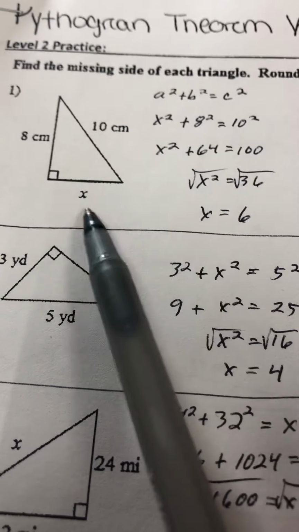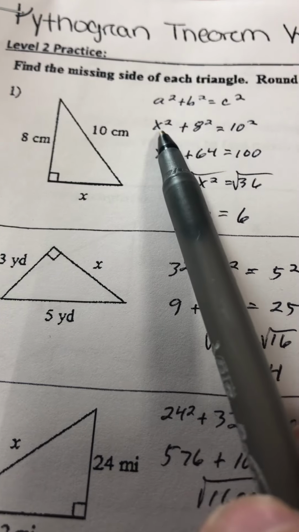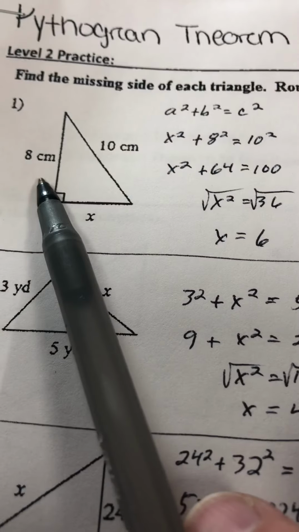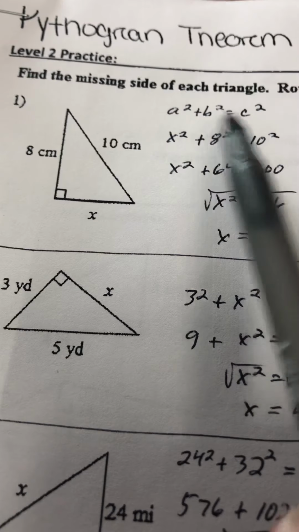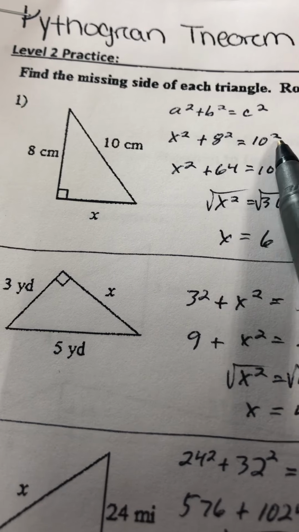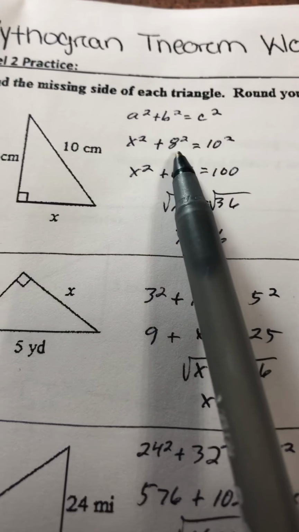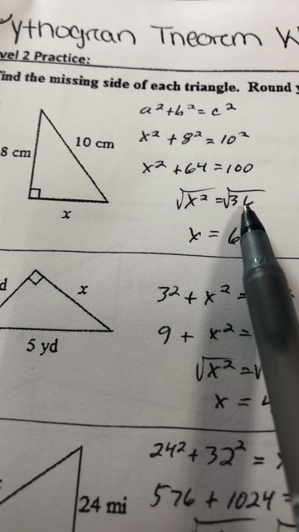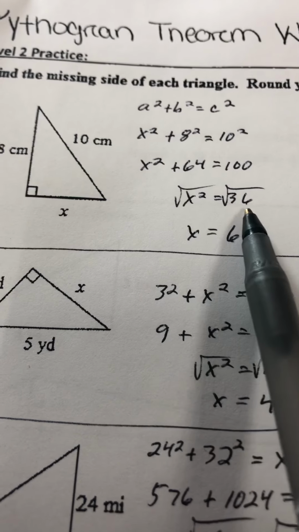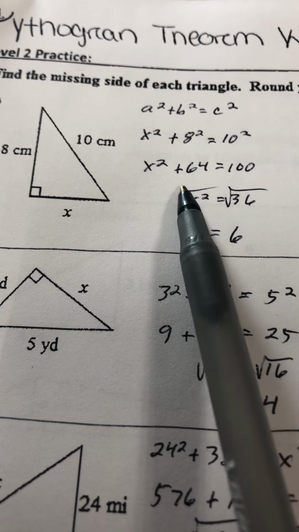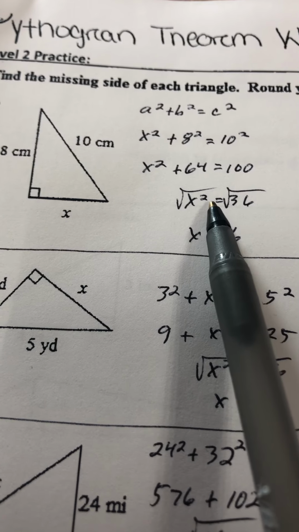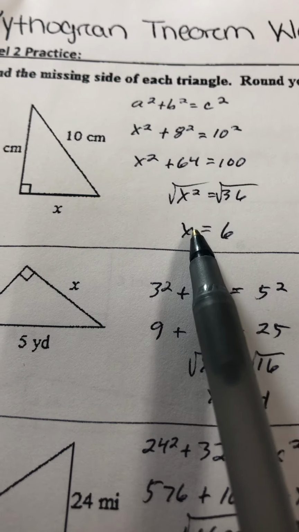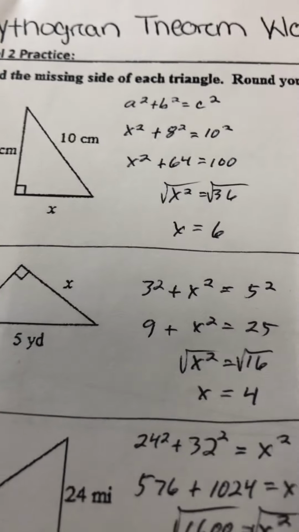So I don't know this first side. My A I don't know, so I'm going to call it x for now. So x squared plus this side is 8 squared, and the C side is 10 squared. Okay, here we go. I'm going to square those, and then I subtract 64 from both sides. I get x squared by itself equals 36. I'm going to take the square root of those because I don't want to know what x squared is. I want to know what x is. So the square root of x squared is x. The square root of 36 is 6.